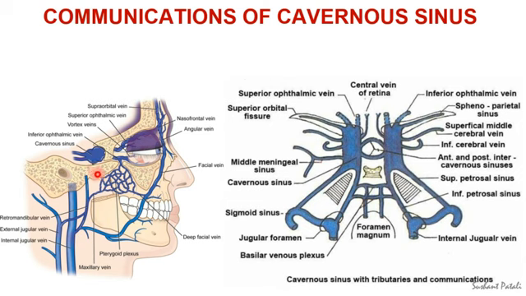So there is an important communication of the cavernous sinus. The fourth communication is with the facial vein, and there are two routes which communicate the cavernous sinus with the facial vein. The first route is through the superior ophthalmic vein and the angular veins. The second route is the pterygoid venous plexus and the deep facial vein. So through these two routes, the cavernous sinus communicates with the facial vein.